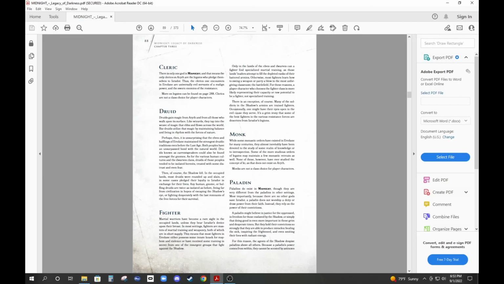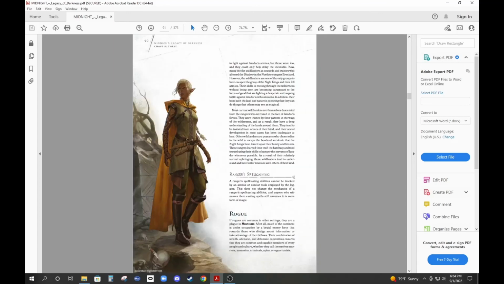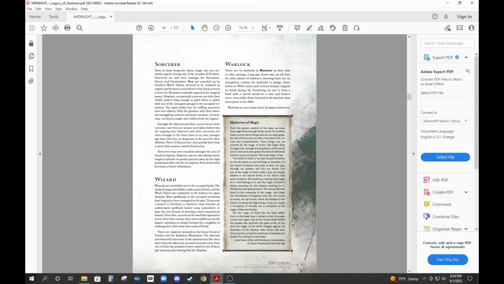There are no monks in this game. You could be a paladin, where instead of drawing your power from your faith or a deity, you now draw your power from your convictions. You could play as a ranger. You could play as a rogue. And again, they specifically mentioned there are lots of rogues in this world. You could play as a sorcerer or even a wizard. But warlocks are also not available in this game, as there are no entities for the warlocks to pledge themselves to.